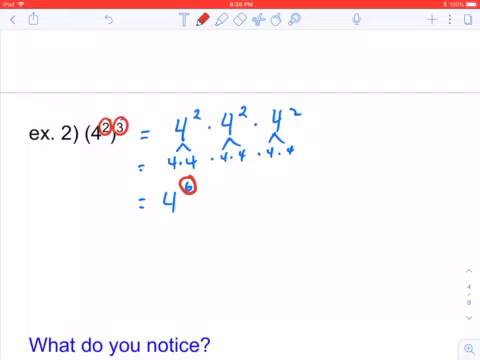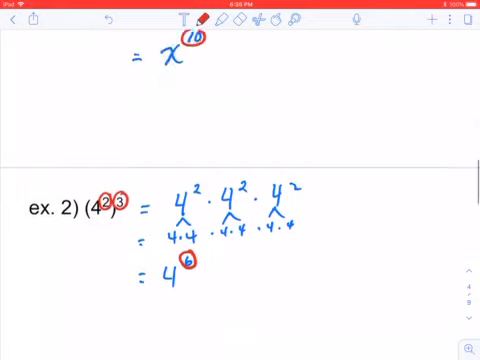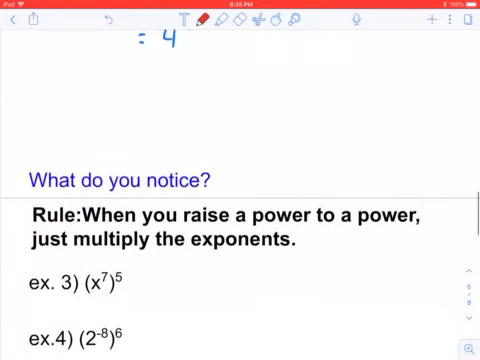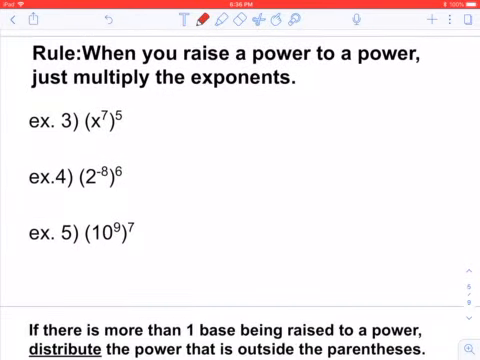Okay, so let's go take a look. So if we've got 2 and 3, how would we get to 6? Well, 2 times 3 makes 6. If we go back and look at the previous problem, how can we use 2 and 5 to get to 10? Well, 2 times 5 makes 10. And so our shortcut, or our rule, is when you raise a power to a power, just multiply the exponents.